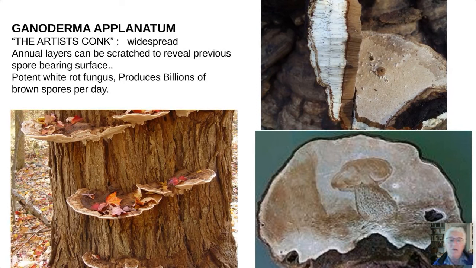Most of you know this mushroom. This is the artist conch. It's Ganoderma applanatum. Applanatum means it's flat, and Ganoderma means it's bald on the top. So this flat, bald mushroom here, shiny top to it. And it has these annual layers. Here's this surface, and here's one layer, and here's another layer, here's the third layer.